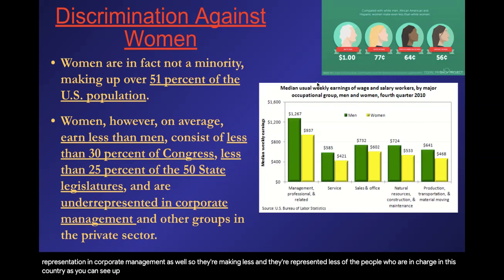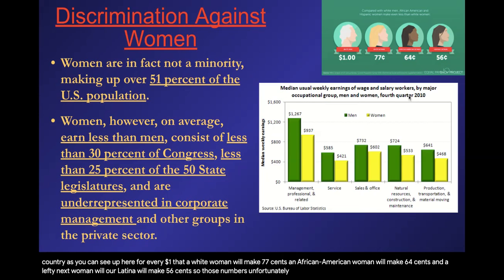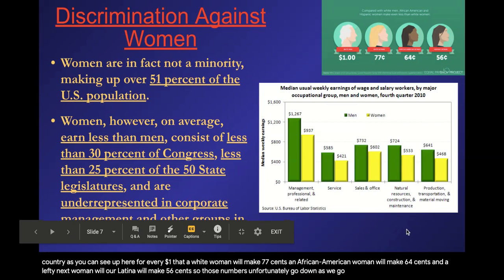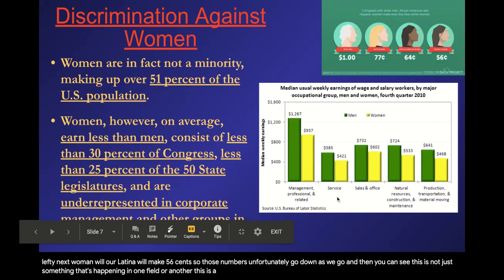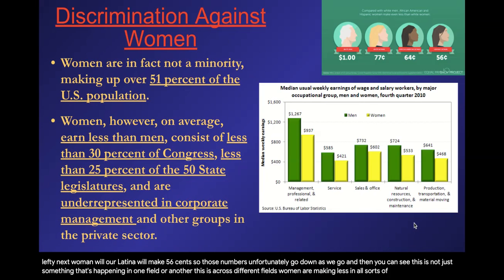As you can see up here, for every $1 that a white male will make in the United States, a white woman will make 77 cents, an African American woman will make 64 cents, and a Latina will make 56 cents. So those numbers unfortunately go down as we go. And then you can see this is not just something that's happening in one field or another, this is across different fields. Women are making less in all sorts of jobs and professions.